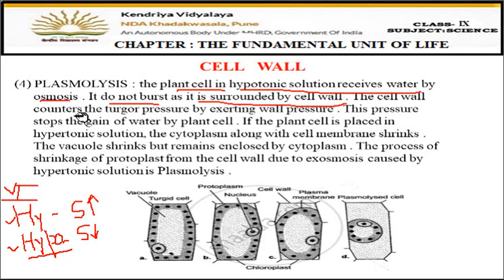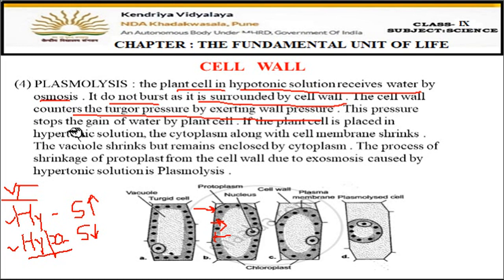The cell wall counters the turgor pressure by exerting wall pressure. You can see here that when water enters, the cell will swell but it will not burst. Why? Because this cell wall is also exerting pressure towards the inner side. The water exerts pressure on the wall, and the wall exerts pressure towards the inner side, due to which the cell will not burst.